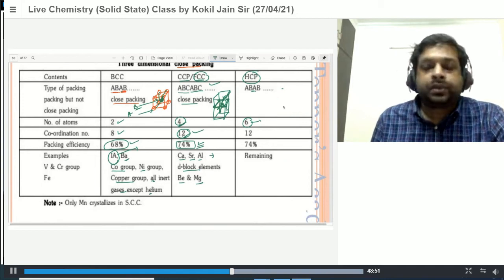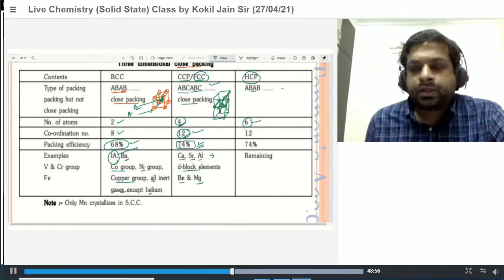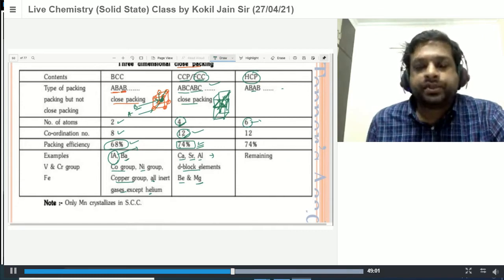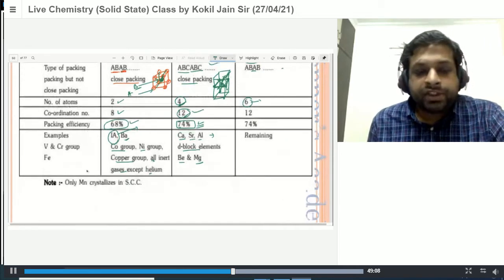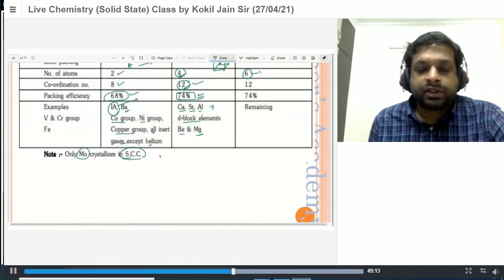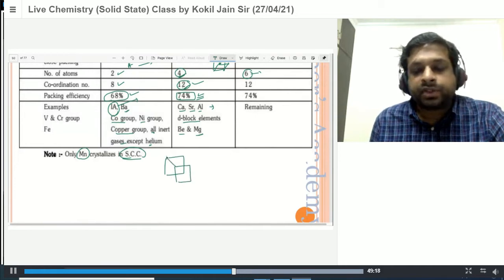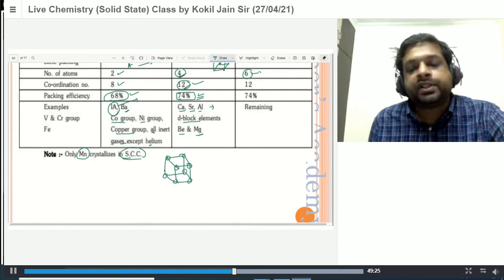Now, we are done with this thing. Now let's try to understand one more thing here. Related to this, manganese is going to crystallize in only simple cubic crystal. That is, this is what we saw in case of simple cubic crystal, like this only. No body center, no face center, no hexagonal, simple. Manganese is going to crystallize in this fashion.